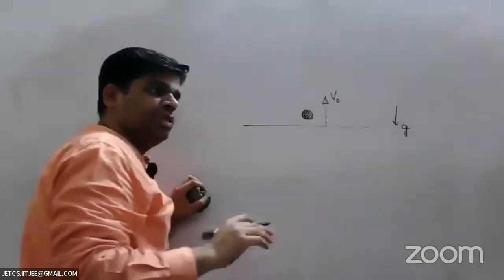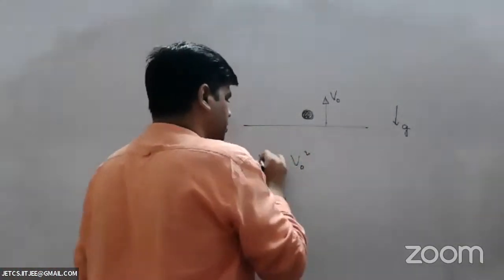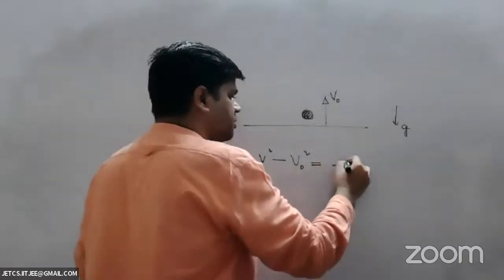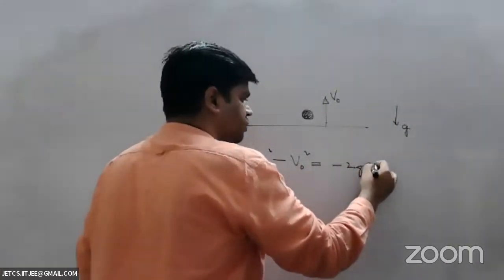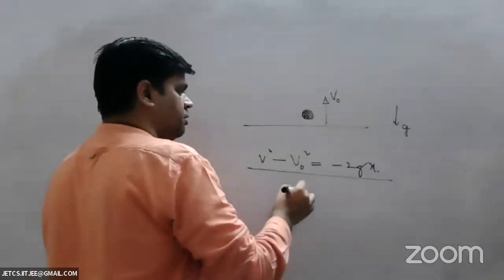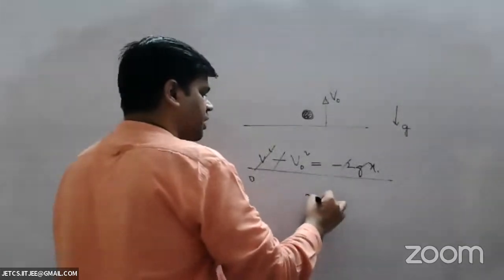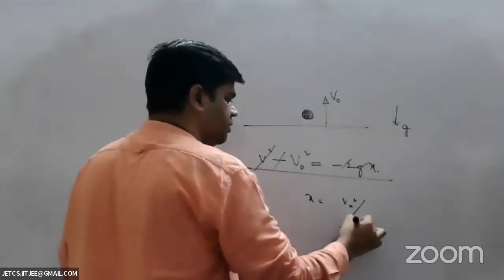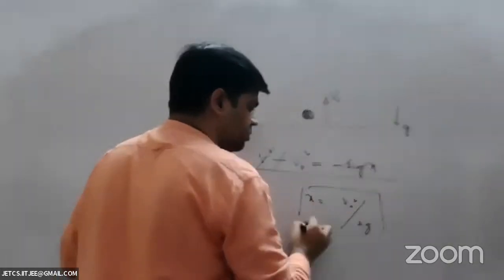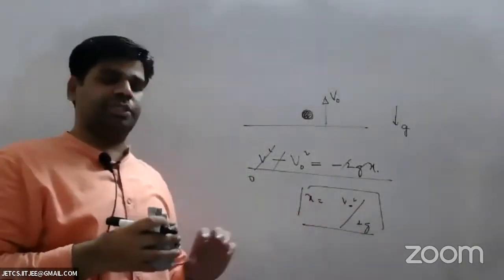v square minus u square is 2as. v is the final velocity 0, minus u square, cancel అయిపోతుంది. x is equal to v naught square by 2g. I get the maximum height reached as v naught square by 2g.